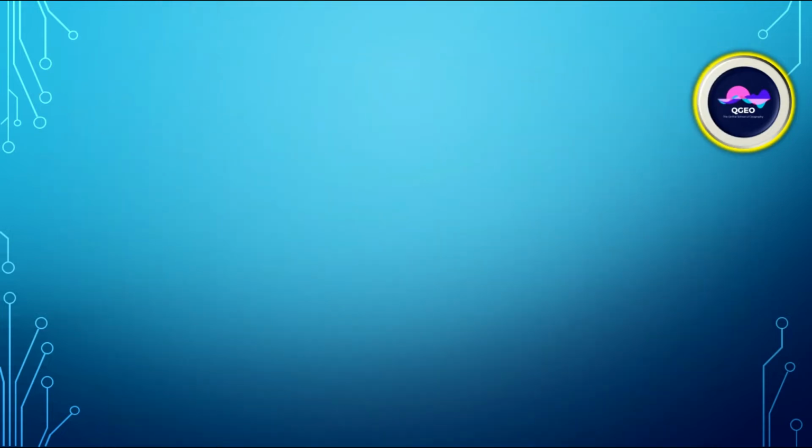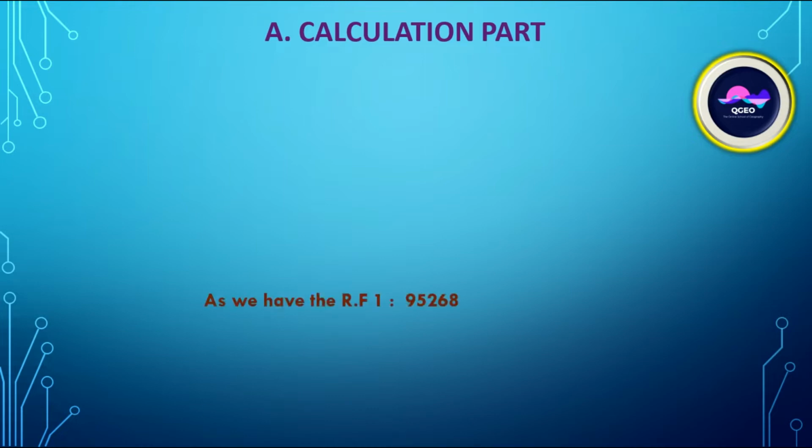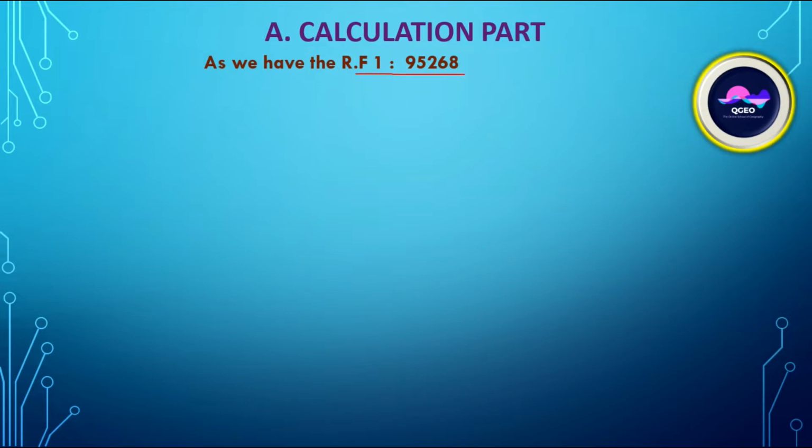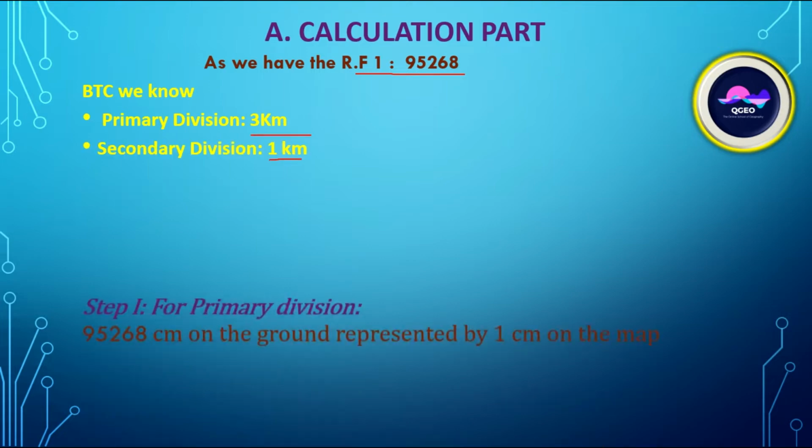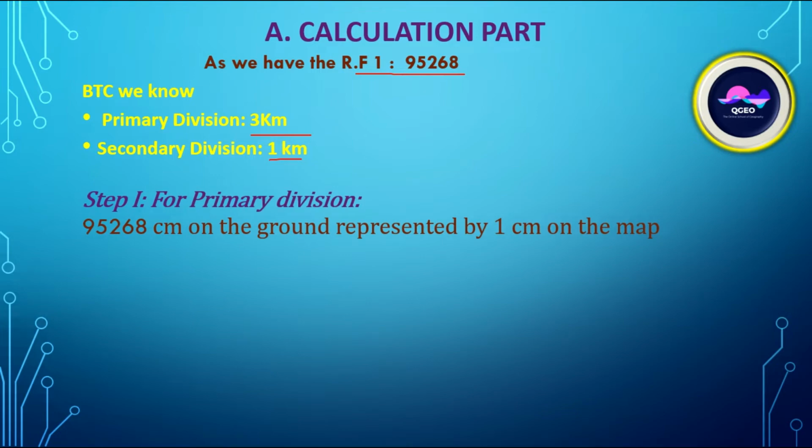Now every sum has two parts: one is the calculation and another is the drawing part. Now come to the calculation part. As we have the RF 1:95268, by the condition we know primary division is equal to 3 kilometer and secondary division is 1 kilometer. So, step 1 for primary division. Remember it, write in this manner.